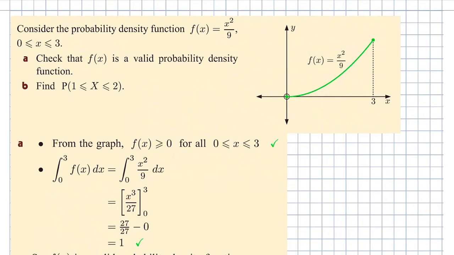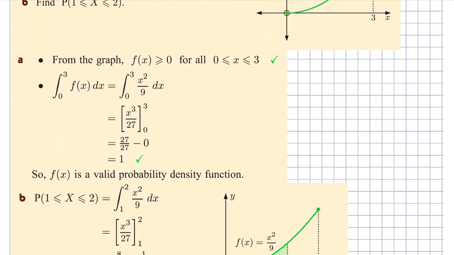So firstly, we can see tick, as they've done there, it's always positive. The second part is to say, is the area under here equal to 1? To be able to find that, we're going to do the integral. So the integral from 0 to 3 of the function. There's the function, and you can follow through the integral steps and find out that yes, that does come out to being 1.